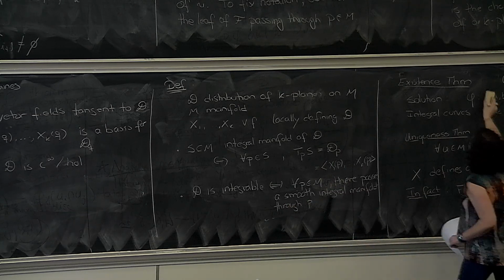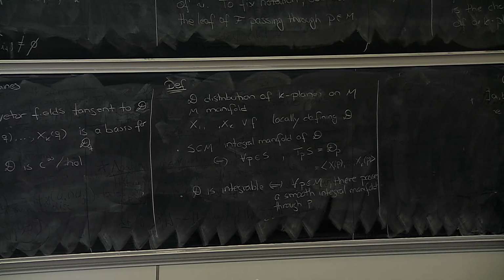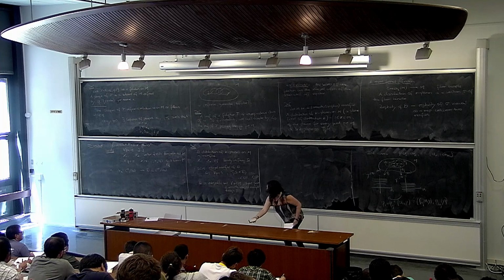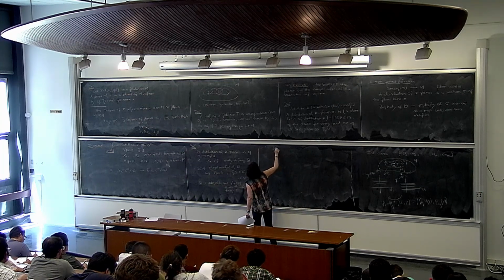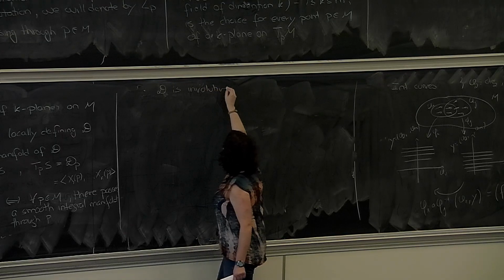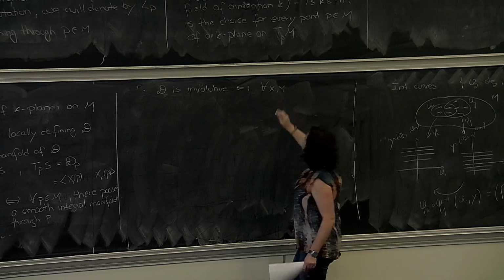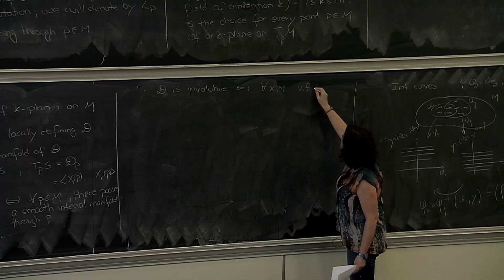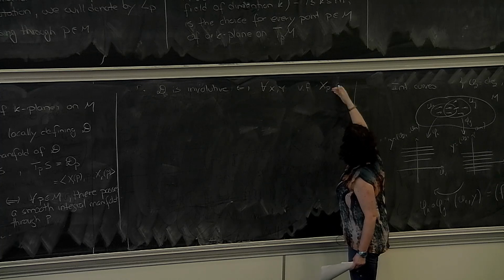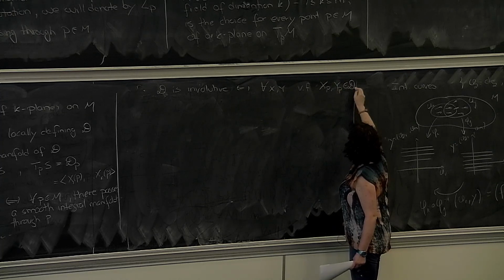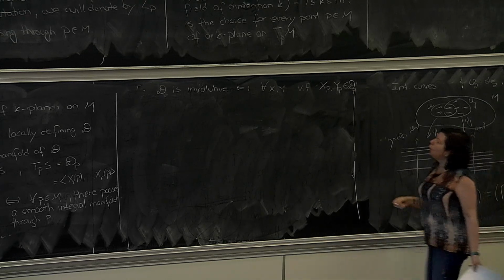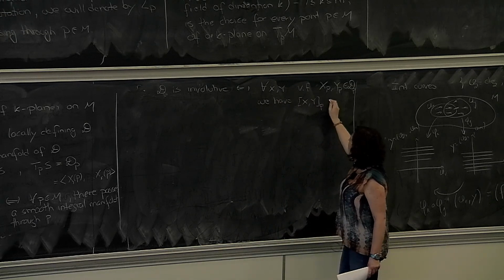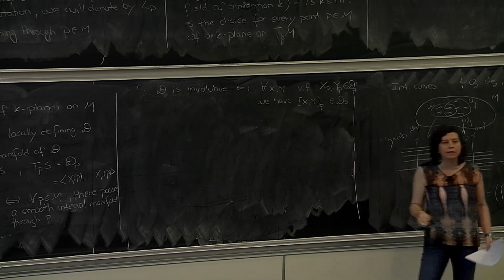And we'll say that the distribution is involutive if for every pair of vector fields that we fix, such that these vector fields are tangent to the distribution at P, we have that the Lie bracket of them at P is also tangent to the distribution at P.